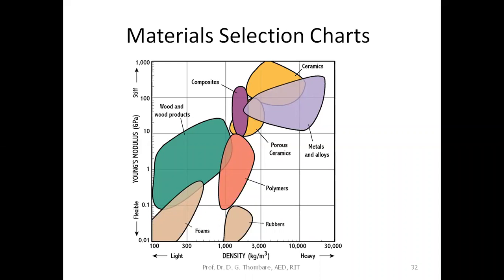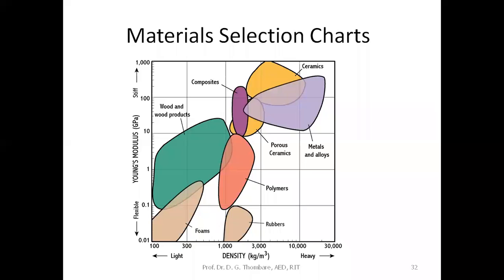Then the right bottom quadrant will be heavy but flexible. If you go to the top left quadrant, then you will find material that is stiff and light in weight. And if you refer to the top right quadrant, then you will find heavy and stiff material. Now, whether you need flexible, light material, flexible, heavy material, light, stiff material, or stiff and heavy material.